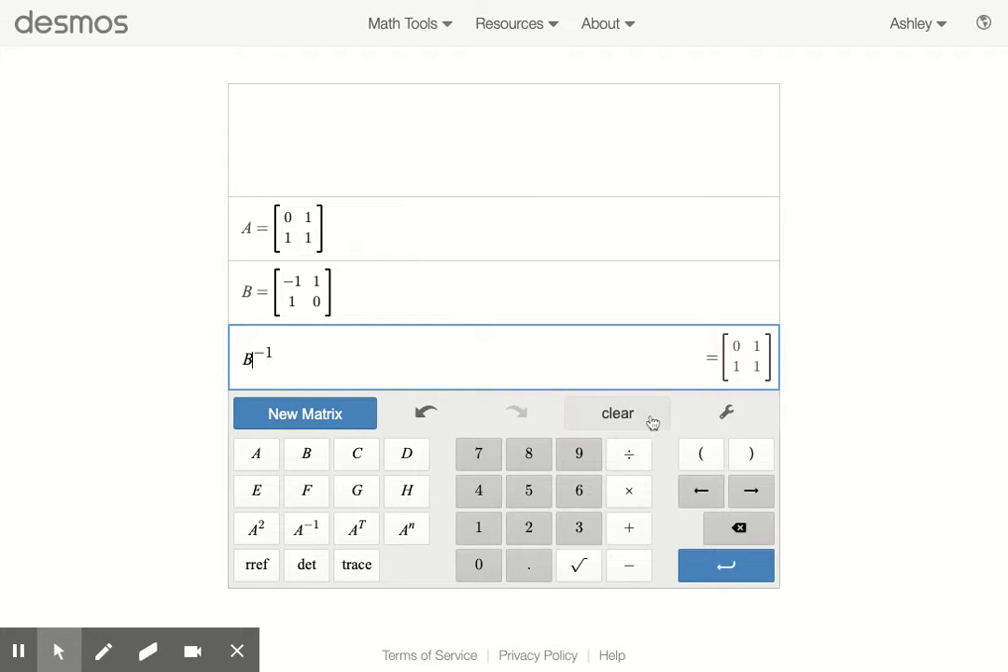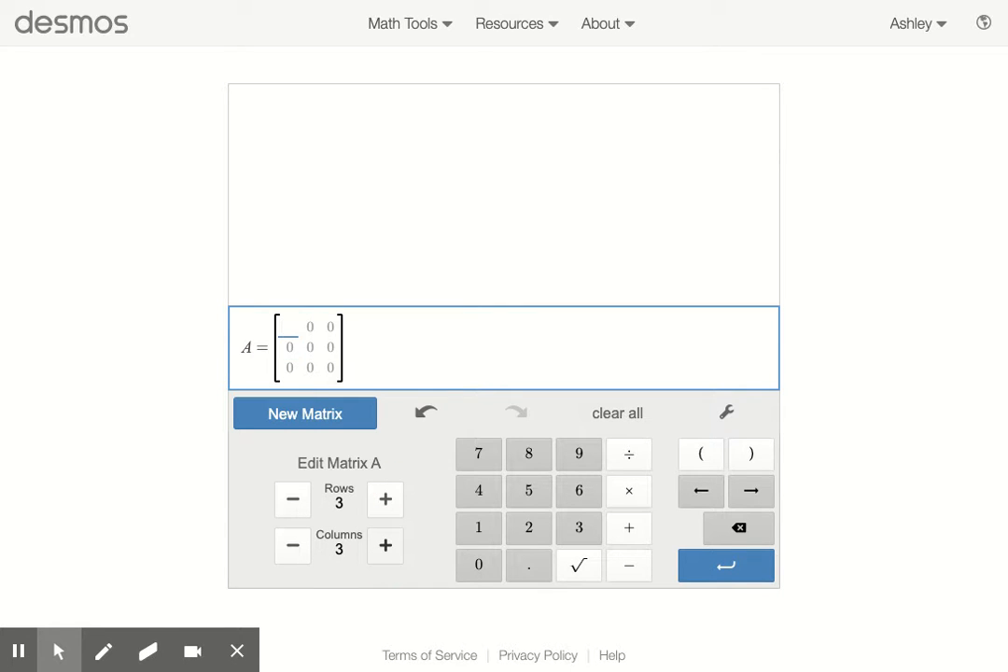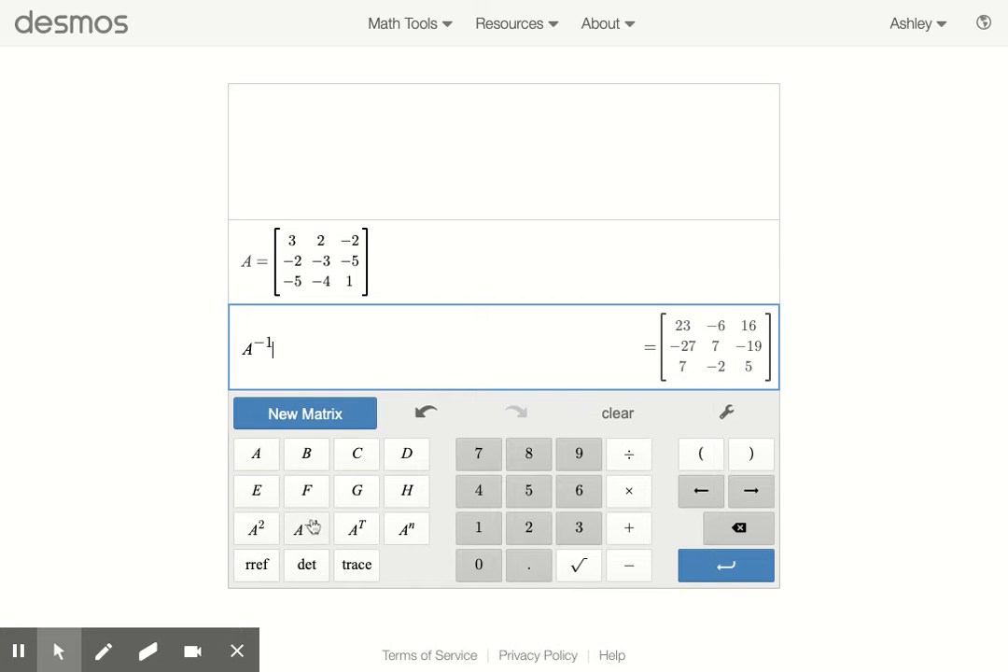Okay, so now we are going to do number 9. Okay, number 9 is a 3 by 3. So I need to make it a 3 by 3 on here. It is 3, 2, negative 2, negative 2, negative 3, negative 5, and oops, negative 5, negative 4, 1. All right. Here is my matrix of number 9, and I want to figure out the inverse.